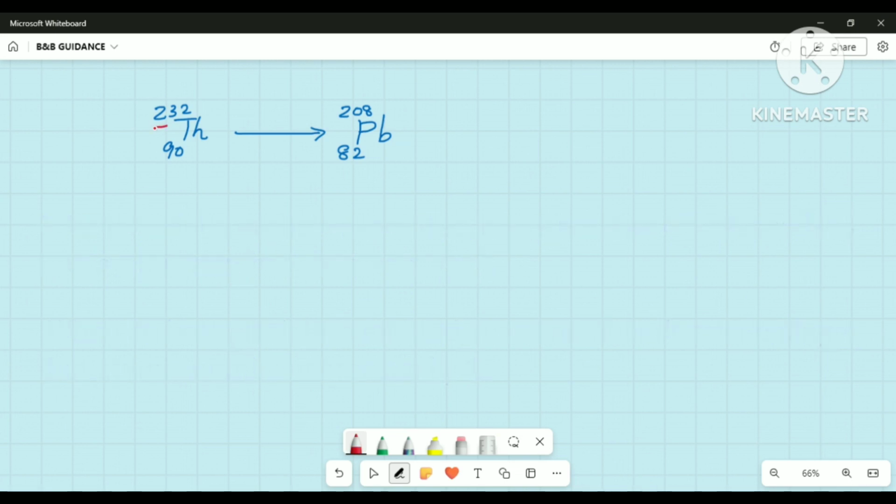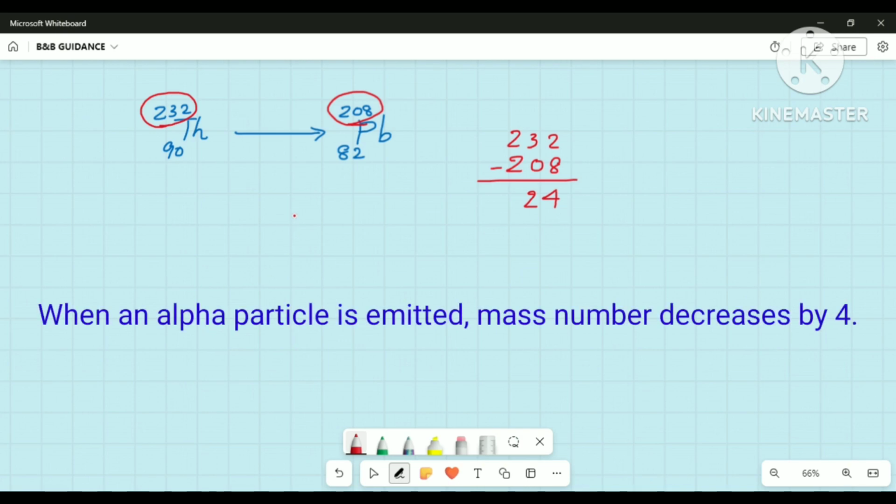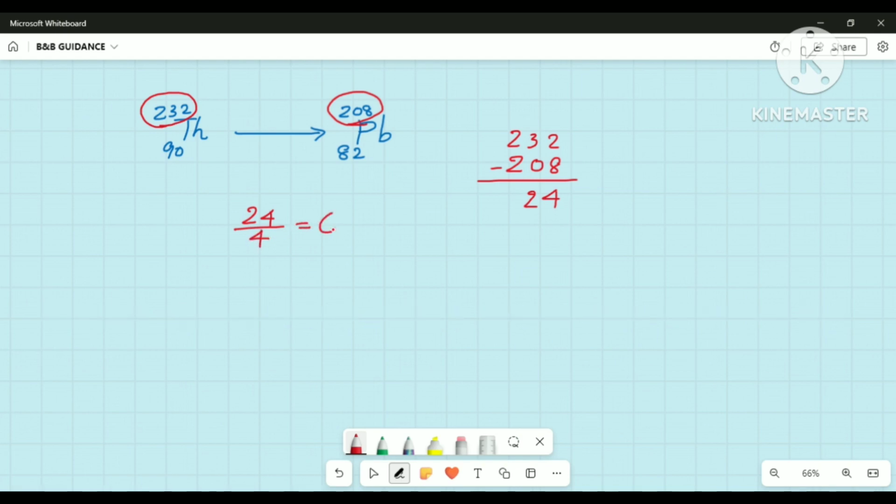That means mass number changes from 232 to 208 due to the emission of alpha particles only. Beta particle does not contribute anything to change the mass number. 232 minus 208 is equal to 24. For the decrease of mass number by 24, how many alpha particles must be emitted? Since the emission of one alpha particle can cause a decrease of mass number by 4, in this case 6 alpha particles are emitted.